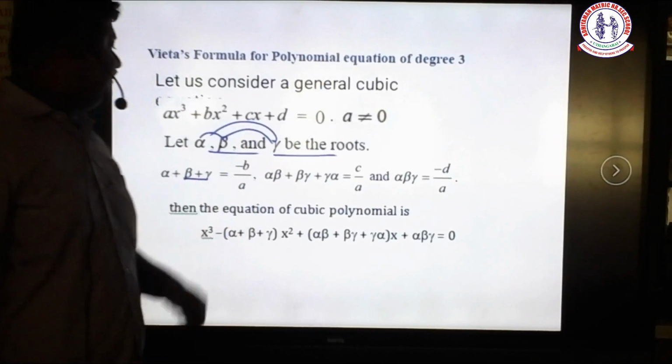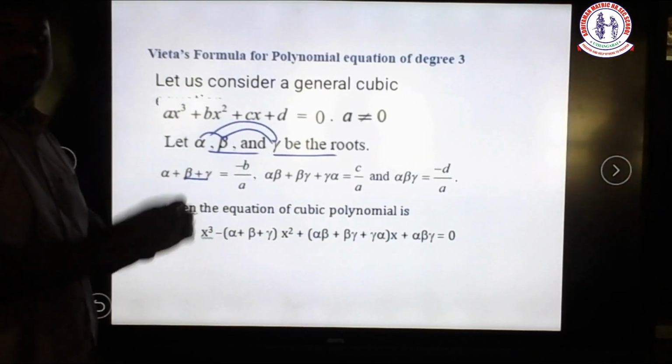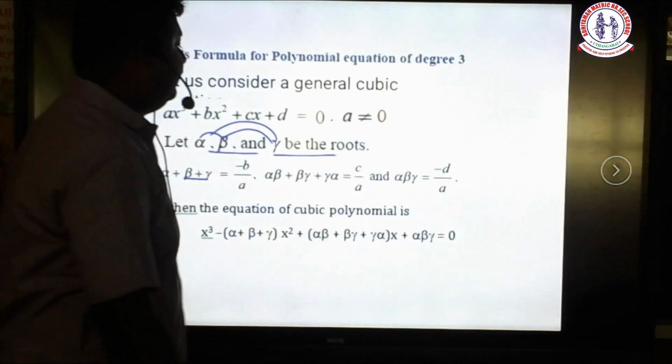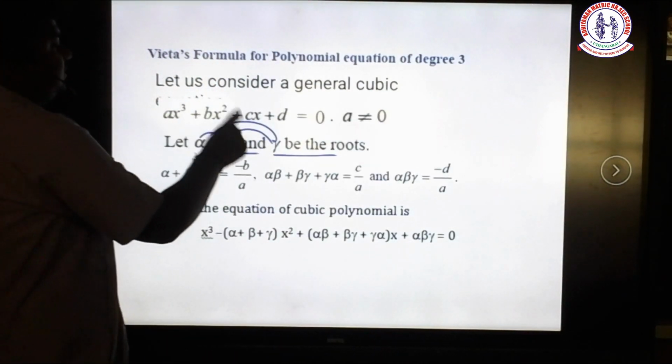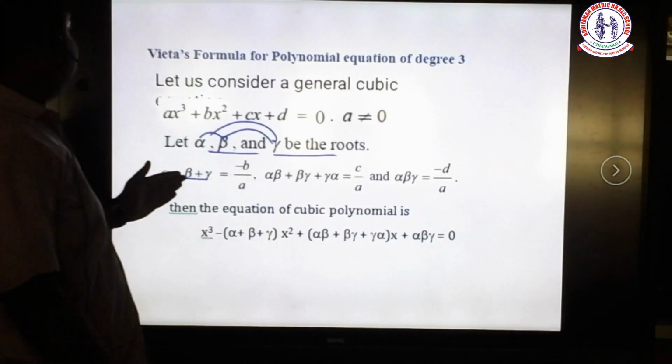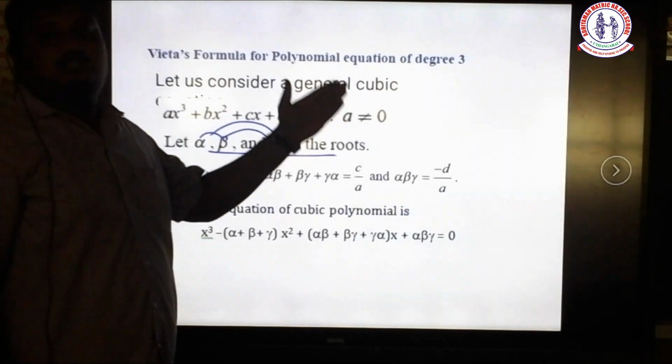Next, you can move on to 3 terms because we have 3 roots. So multiply the 3 terms alpha, beta, gamma. The product alpha beta gamma is equal to minus d by a. Why are we applying minus d by a? Plus, minus, plus, minus, so here minus. So you can apply minus d by a.